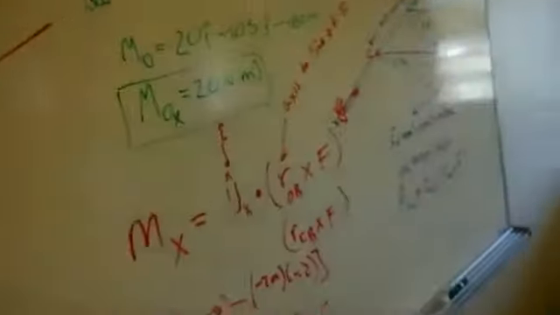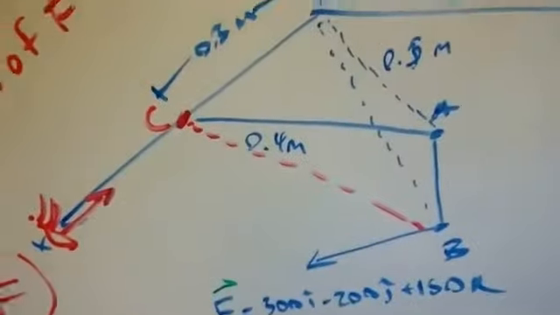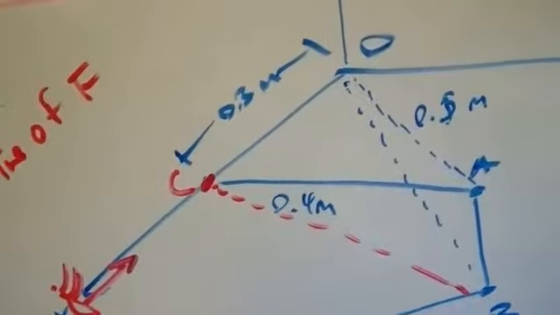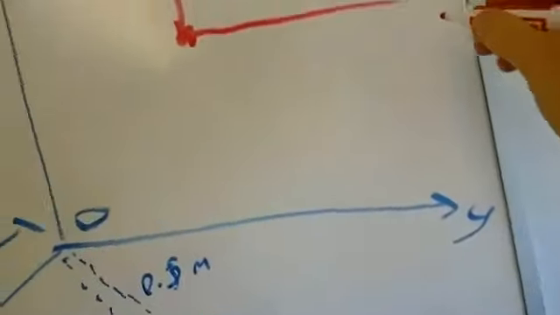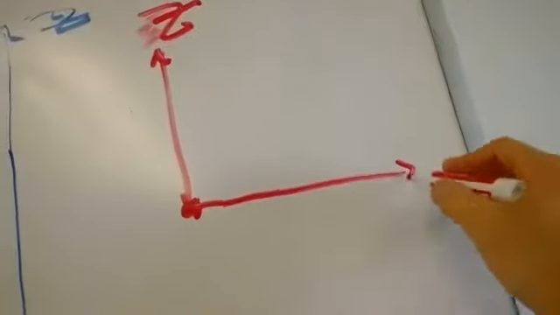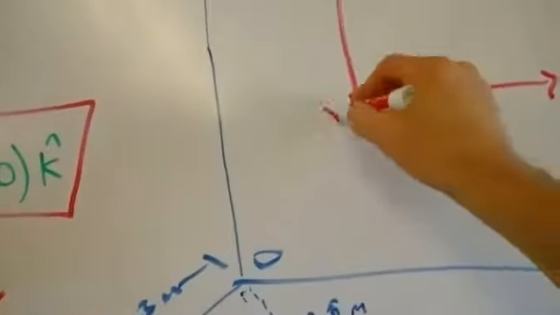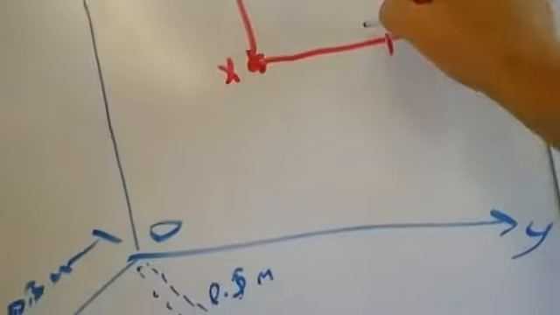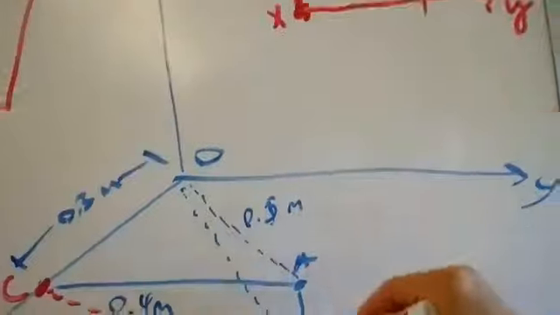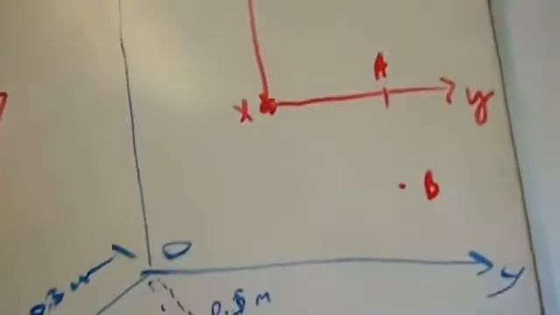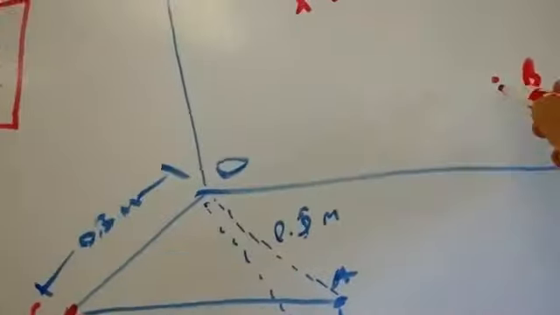So when you look down the x-axis, maybe we should just draw this right here, you're going to be seeing the z-axis coming up and the y-axis going to the right. And x is, you're looking down it, right? So what you see is 0.4 meters over here. This is point A. You see point B down here. And what do you see of F?